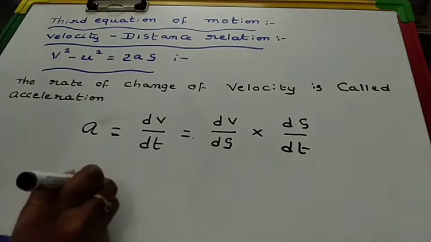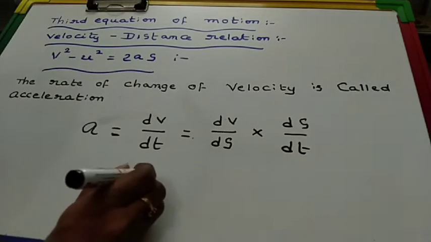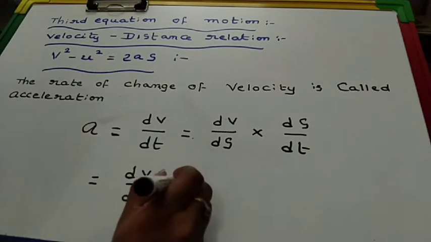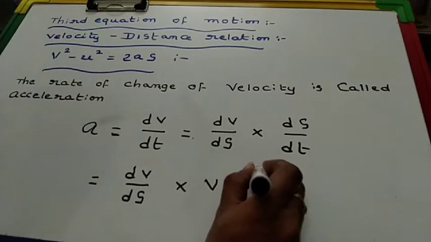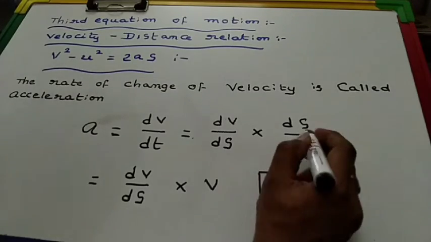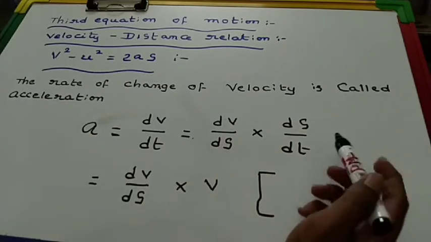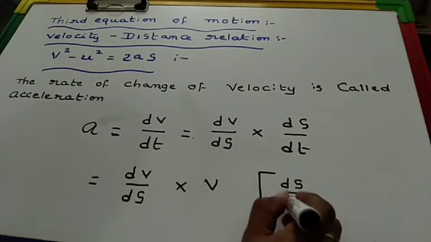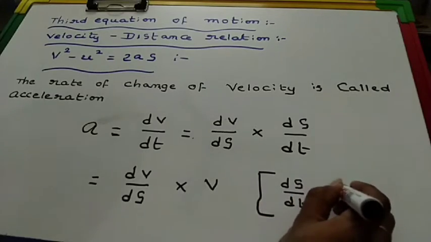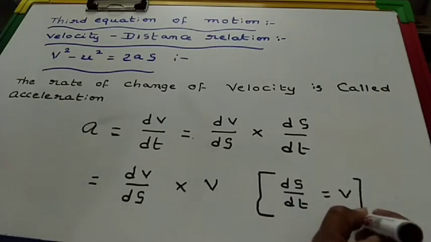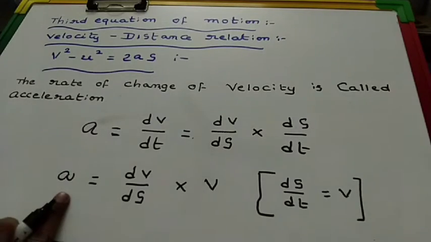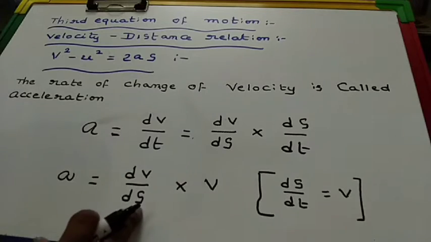But dv by ds into v. The reason is the rate of change of displacement is called velocity. Therefore, the acceleration a is equal to dv by ds into v.